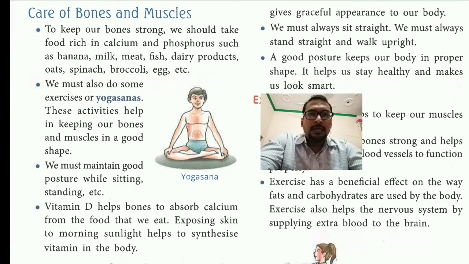Care of bones and muscles. To keep our bones strong, we should take food rich in calcium and phosphorus such as banana, milk, meat, fish, dairy products, oats, spinach, broccoli, egg. We must also do some exercises or yogasana. These activities help in keeping our bones and muscles in good shape. We must attain good posture while sitting and standing.